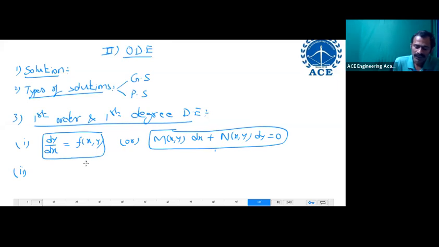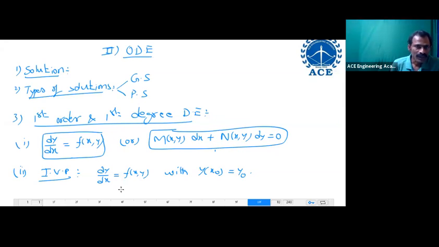Suppose some condition is given. Then the condition along with the differential equation is called an initial value problem. The general form of the initial value problem for first order first degree is dy by dx equal to f of x comma y with the condition y of x naught equal to y naught. Because it is a first order first degree differential equation, its general solution contains only one arbitrary constant or one parameter. So to find the value of the one parameter, we require only one condition. So every first order first degree equation with a condition is always an initial value problem.